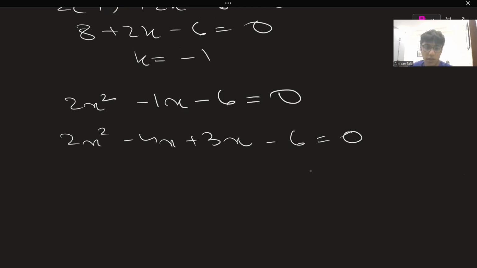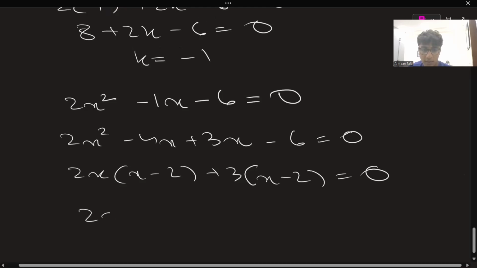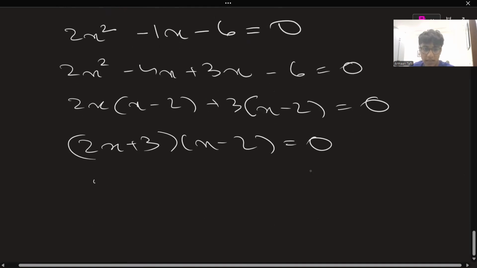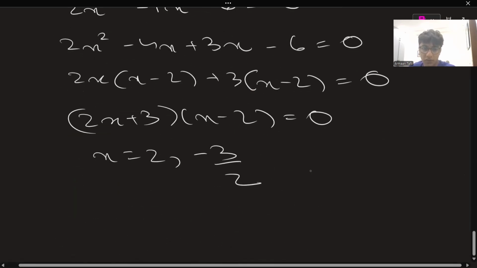Minus 12 times 1. And you can write this as 2x times x minus 2 plus 3 times x minus 2 equals 0. So we have 2x plus 3 times x minus 2 equals to 0. So now the roots of this are x equals to 2, comma minus 3 by 2. Right? And they already told us that one of the roots of the equation is 2, so I was just checking if we solved correctly by that. So therefore, our other root is equal to minus 3 by 2. Right?